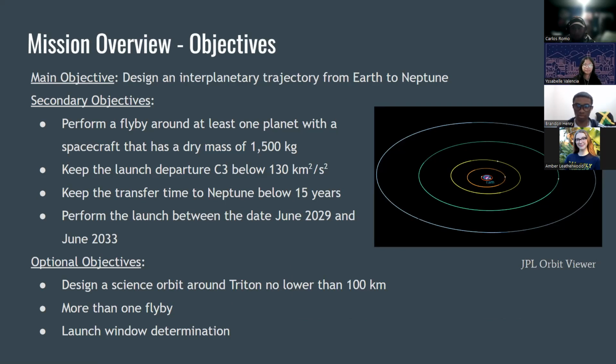Here we have our mission objectives. The objective of this project was to design a trajectory from Earth to Neptune. Within this, we have some other objectives as well. This includes performing a flyby around at least one planet, keeping a launch departure C3 below 130, having a transfer time to Neptune below 15 years, as well as performing our launch between June 2029 and June 2033.